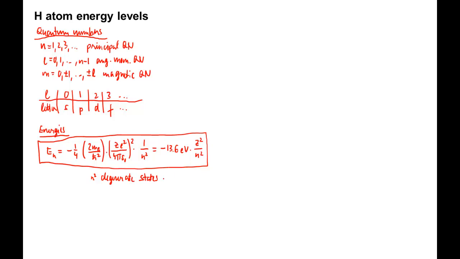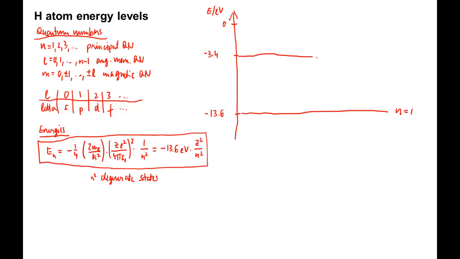Let's plot the energy levels for hydrogen. Let's plot the energy in units of electron volts. Here is 0. For the lowest energy state, we get minus 13.6 electron volts. That is for n equals 1. For n equals 2, we get negative 3.4 electron volts. For n equals 3, it's negative 1.5 electron volts. And so on, with ever decreasing spacings.